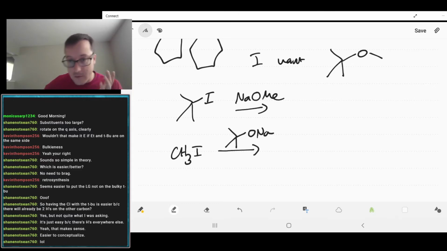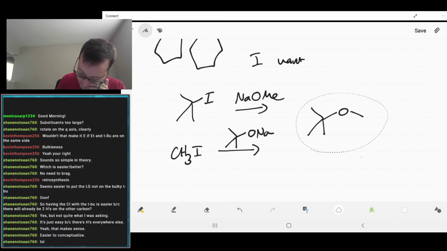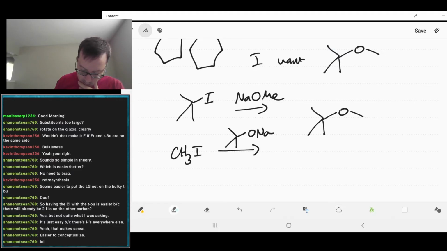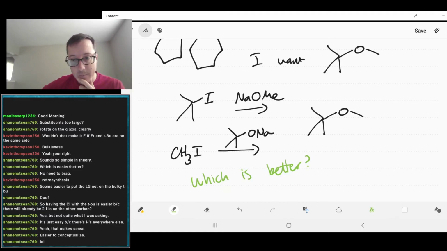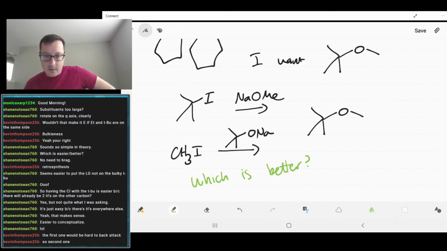Both of these, theoretically, make this. Which one's better? Top one or bottom one? Hey, Kevin's already taken a look at this. So, absolutely. The second one is the better one. But let's look at why.